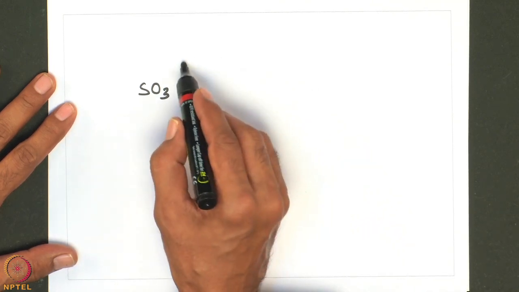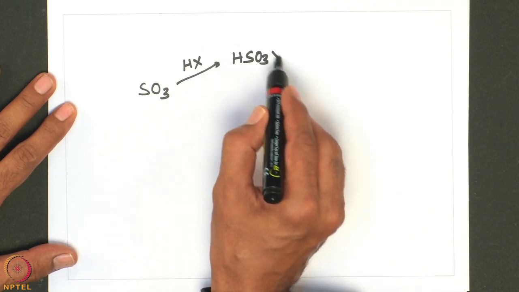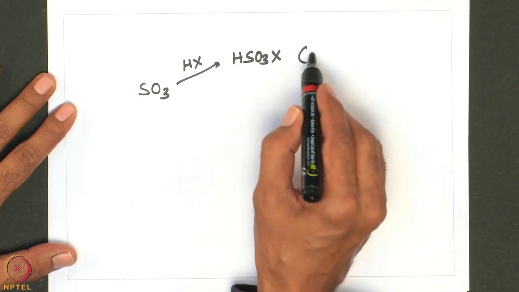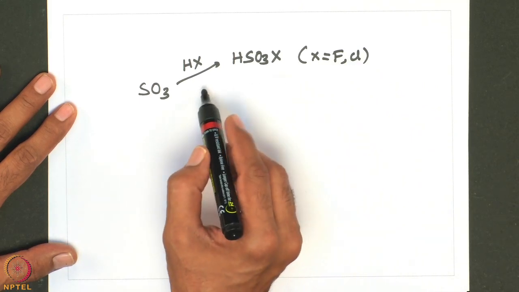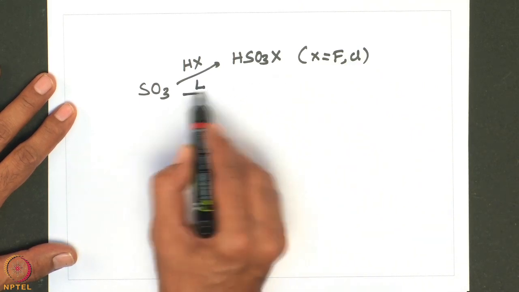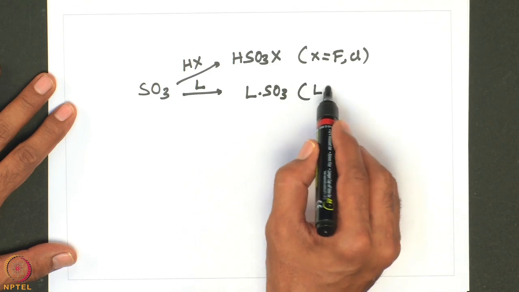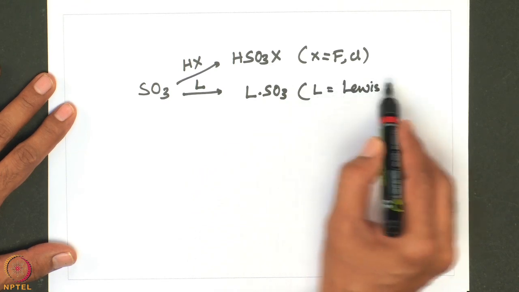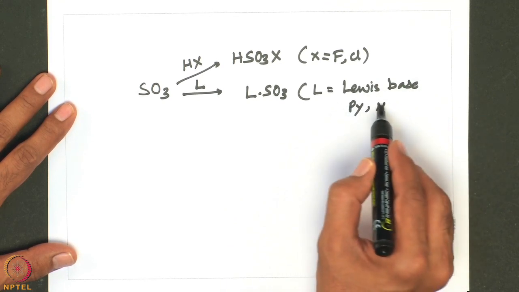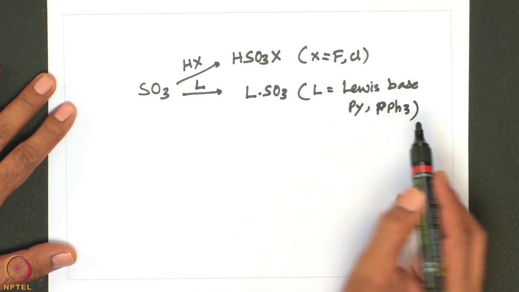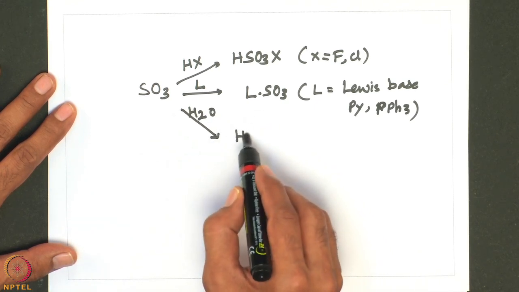SO3 reacts with HX to form HSO3X, where X equals F or Cl, or it can react with a Lewis base to form an adduct, where L equals a typical Lewis base. It can be pyridine or NMe3. Okay, with H2O, it forms H2SO4.